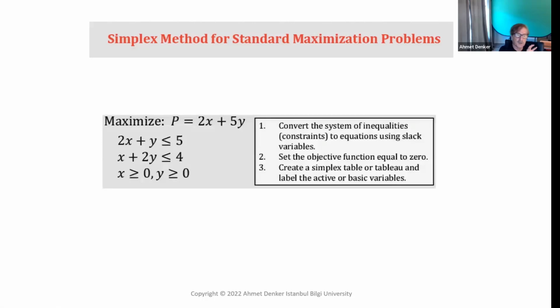Now, from the table, I put the corresponding rules. First, convert the system of inequalities to equations using slack variables. So we will convert this system of inequalities into equations using two slack variables. Set the objective function equal to 0. We will set this equal to 0 by taking P to the left-hand side and making the other side 0. And create a simple tableau and label the active or basic variables.